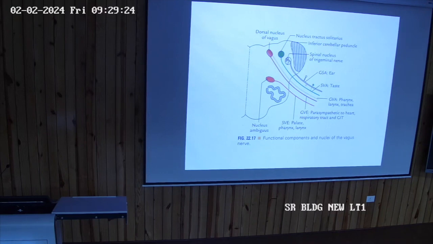Next to that, there comes the part of the general sensation from the auricle. This general sensation from the ear relays into the spinal nucleus of trigeminal nerve. That is also located here in the medulla.